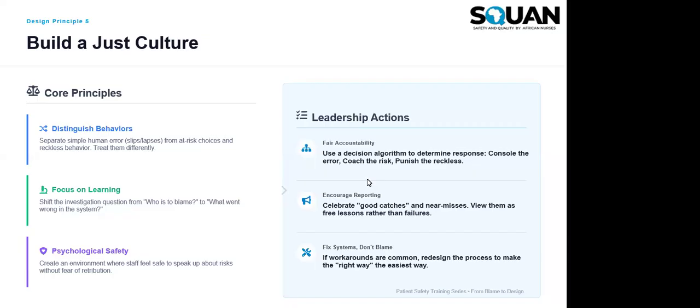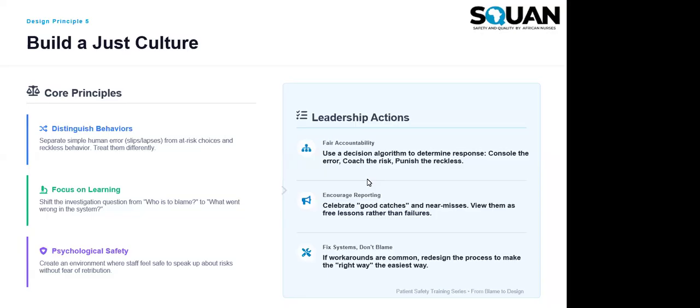Okay. So as this says, we have to use a decision algorithm to determine the response. So if it's a human error, then you need to console the person involved, right? If it was a risky behavior, you need to coach the person and tell the person the impact of the violations, not necessarily violations now, the risks they are taking, right?